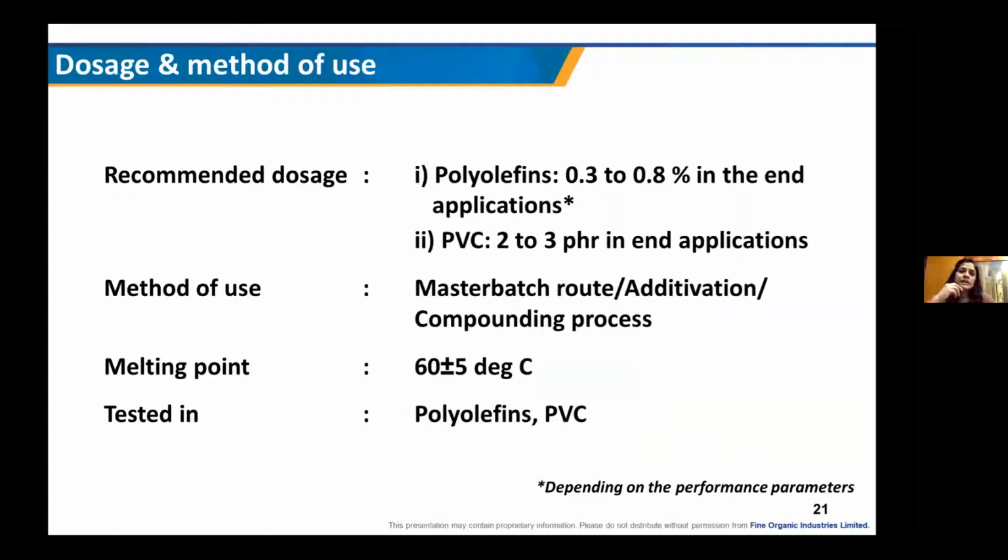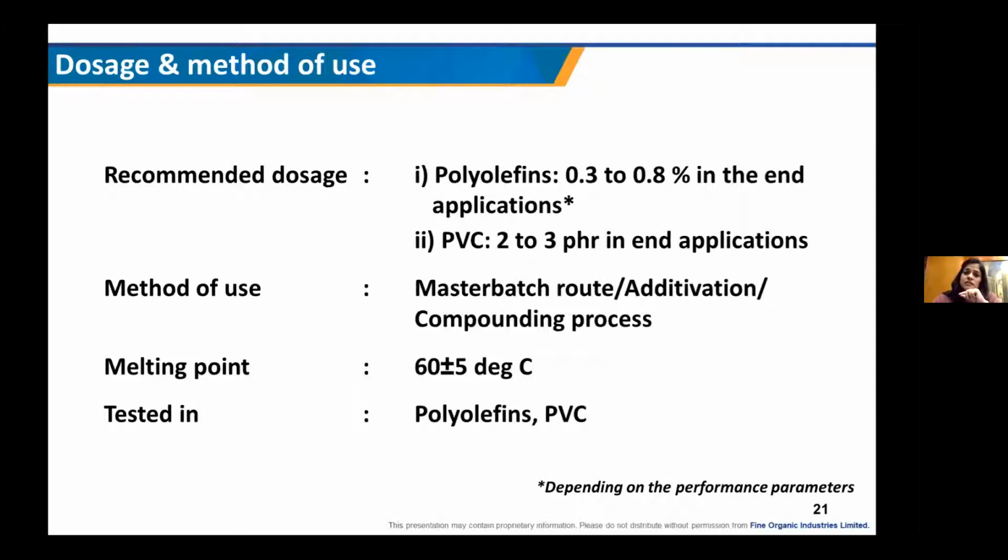In case of incorporation of this particular additive, we recommend using a master batch route. This can, of course, be incorporated during the additivation or by any suitable compounding process. The idea is the additive has to be mixed really well in the polymer matrix uniformly. Depending on the base polymer, polyolefins as well as PVC, what we have understood is FinaGuard AM is working beautifully in case of both non-polar polymers as well as polar polymers. So we have conducted testing for polyolefins and PVC. However, we believe that it can very well work in other range of polymers also.